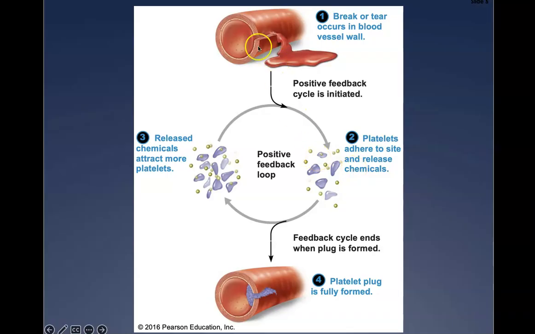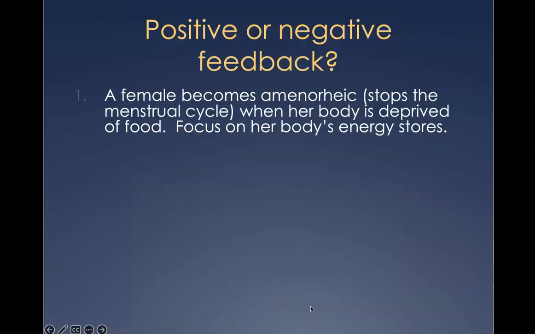And so obviously this is a case where we, again, want a positive feedback cycle because we don't want our state of sameness to be this tear in our blood vessel. We want that to get fixed. So again, we're going to initiate this positive feedback cycle until that platelet plug is completely formed and it blocks off that blood vessel from releasing any blood into the surrounding tissue, okay? And then when that platelet plug is formed, that feedback cycle ends, okay? So that's another example of a positive feedback cycle.